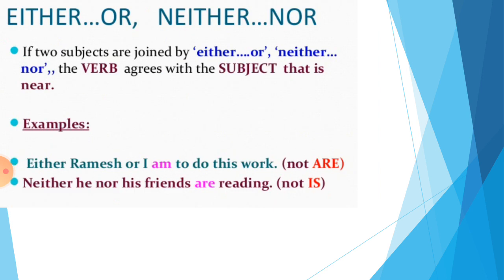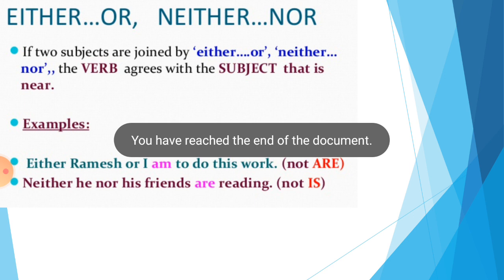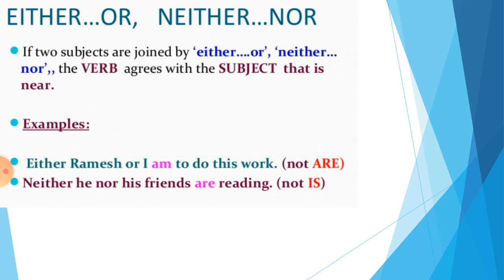Now we will see the difference between either or, neither nor. If two subjects are joined by either or, neither nor, the verb agrees with the subject that is near. Example, either Ramesh or I am to do this work. Neither he nor his friends are reading. So these you have to remember while speaking or writing.